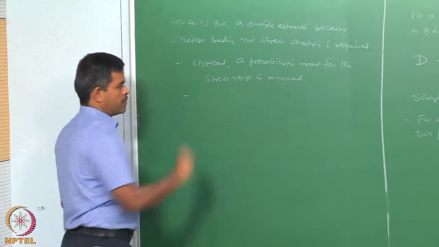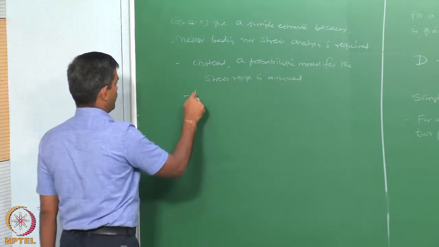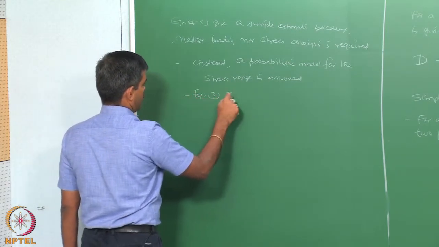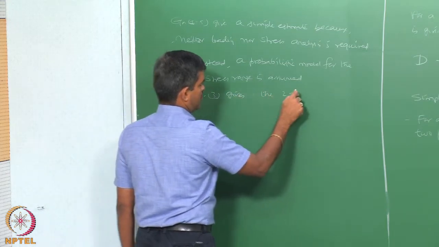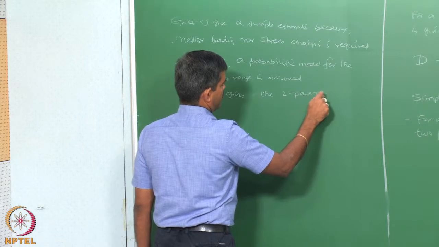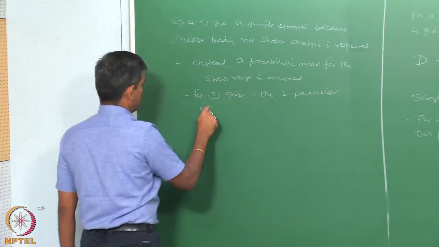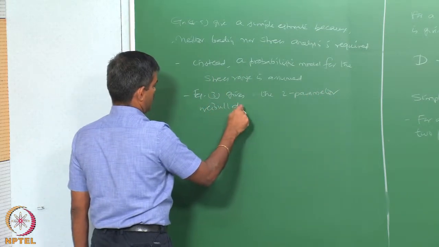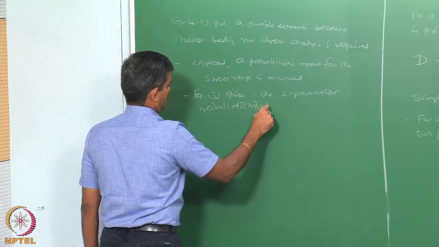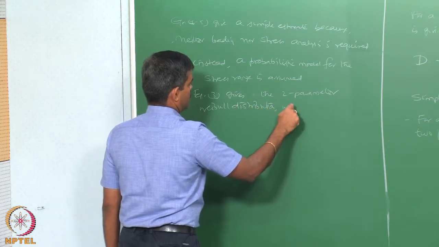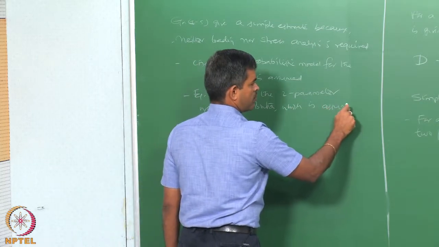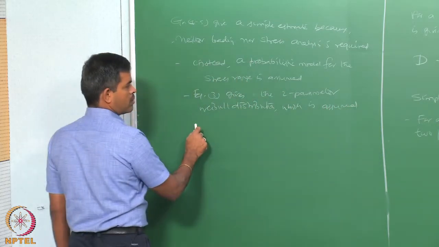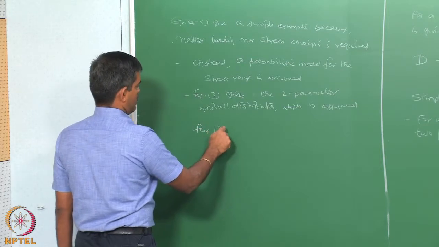So, in this case, equation 3 gives the 2 parameter Weibull distribution which is assumed for the stress range.